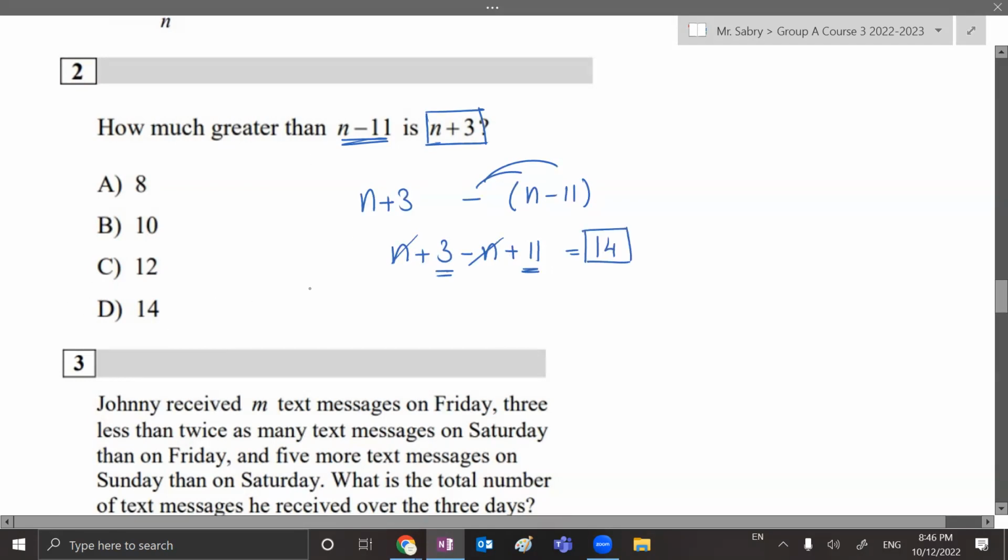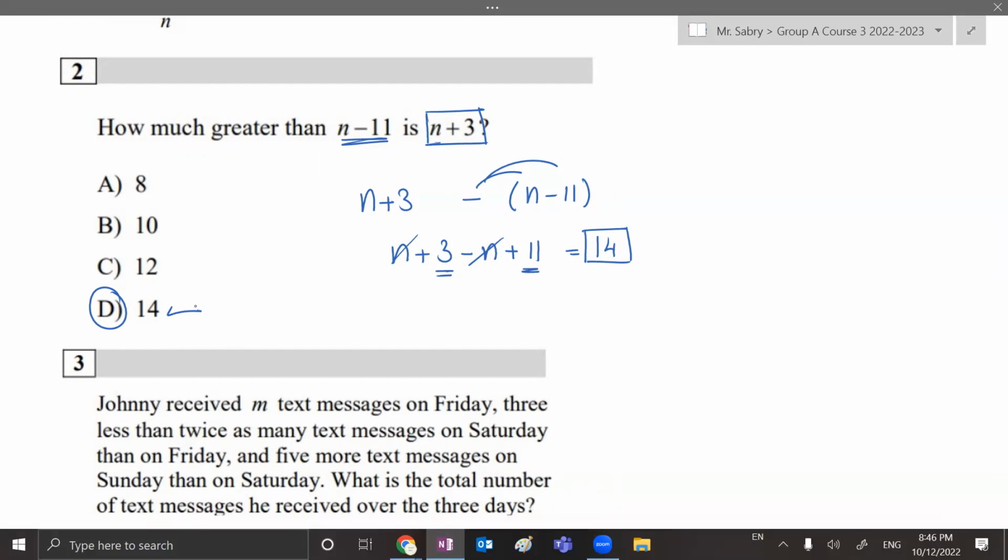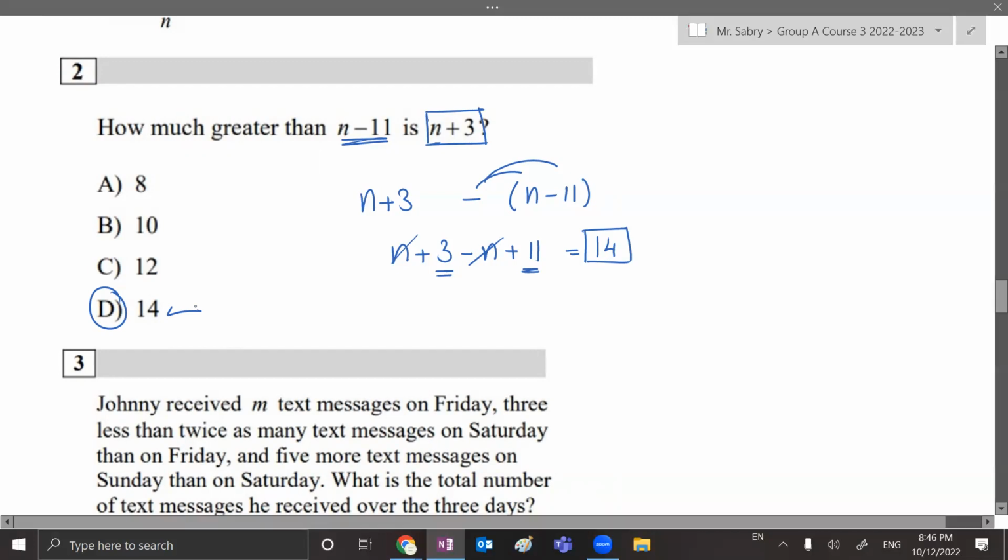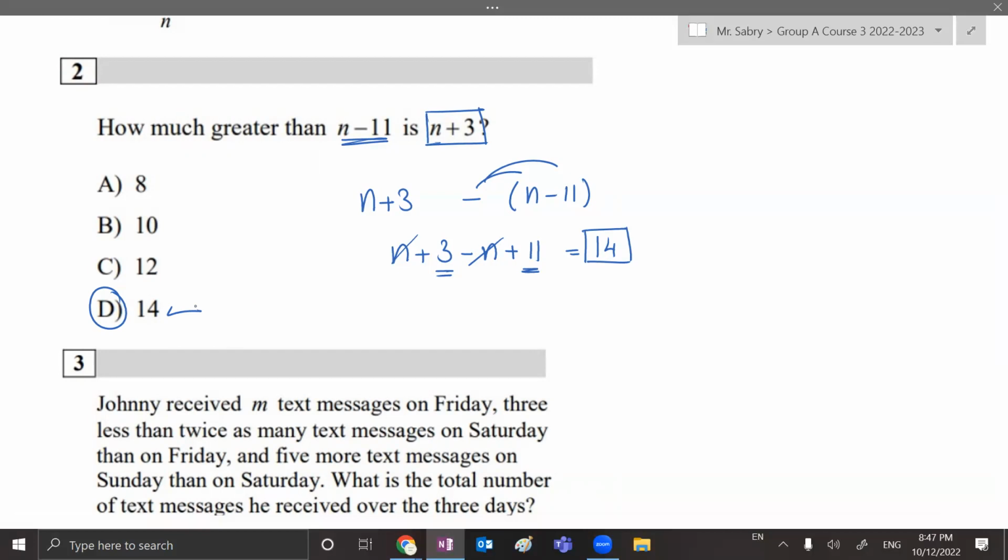So how much is this greater than that? It's greater by 14. Another way to look at it is that from n minus 11 up until n plus 3, you move from n minus 11 to n by adding 11, and then from n to n plus 3, you add another 3. So a total of 14 difference between them. This is another way of thinking about it. Are both ways clear to you all, or are there any problems? Okay.